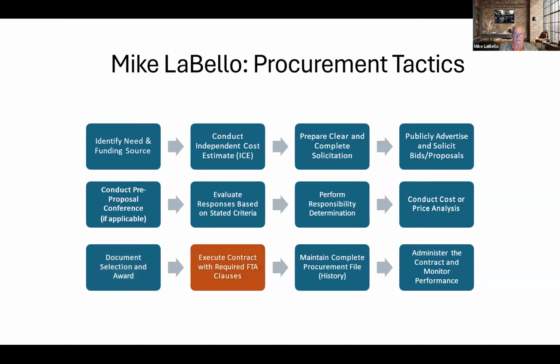Next, you'll create an executed contract with the required federal clauses included. You want to include the required federal clauses and certifications. You want to include the contract requirements, timelines, reporting requirements, invoicing, etc. The contract is an enforcement tool. That's very important to understand. So your expectations should be clearly outlined in it. Otherwise, you're going to have trouble enforcing the requirements of the project.